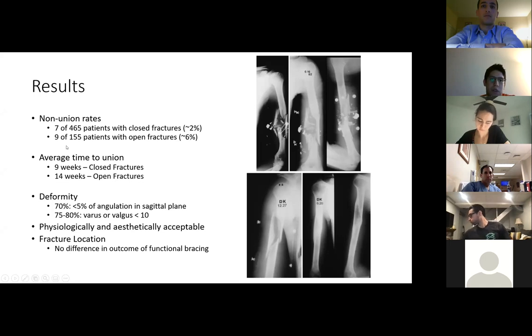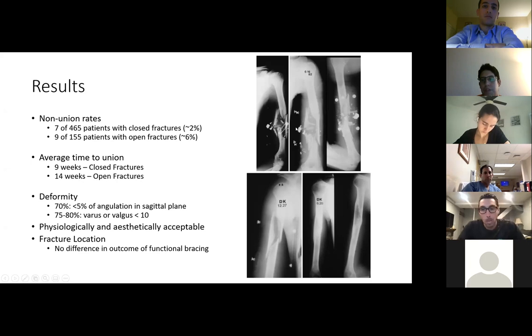And for the patients that had open fractures, non-union rates were a little bit higher at around 6%. And it took about 9 weeks for the patients in this functional brace to show radiological and clinical evidence that the fracture had joined. And for the open fractures, it took a little bit longer at about 14 weeks.